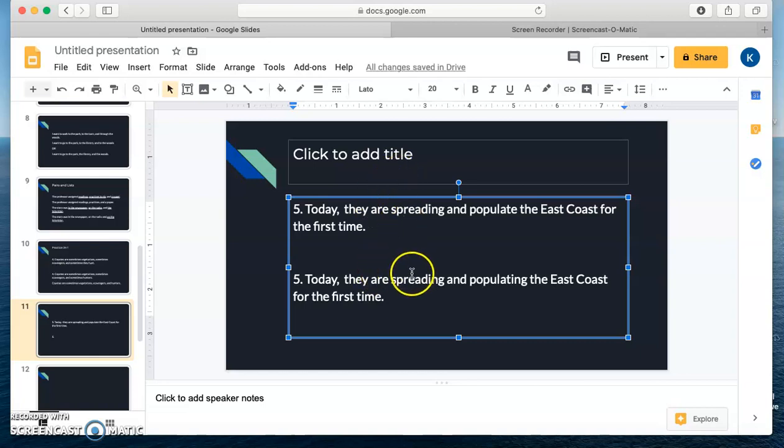Again, this is a case of our verbs matching up with our verbs. We have a progressive verb, they are spreading, they are doing this thing, and we have the understood are populating, but because are applies to both, we can make are part of the stem. They are spreading and populating the East Coast.